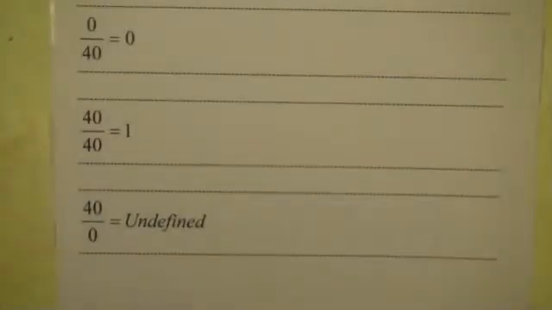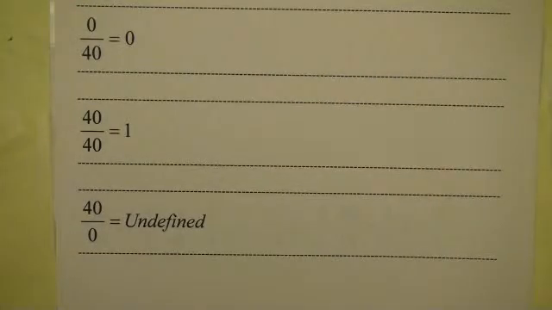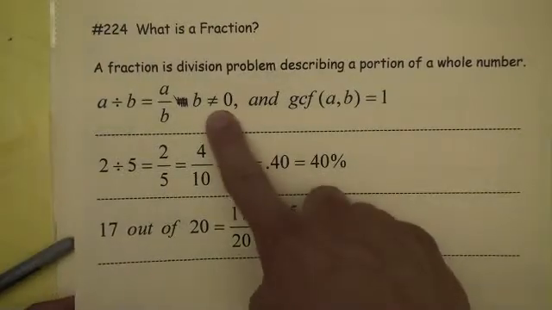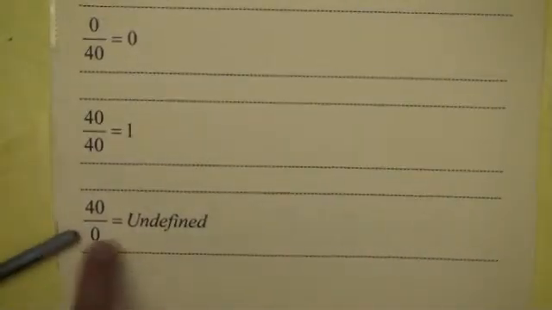Next one. Here's a few interesting situations. We have 0 out of 40, 40 out of 40, and 40 out of 0. Let's take a look at how we would describe these. You have nothing divided in 40 pieces, 40 divided in 40 pieces, and 40 divided in no pieces. We would end up with 0, 1, and undefined. The reason this is undefined is because the definition of a fraction says that b cannot be 0. Here we have b is 0, therefore undefined.